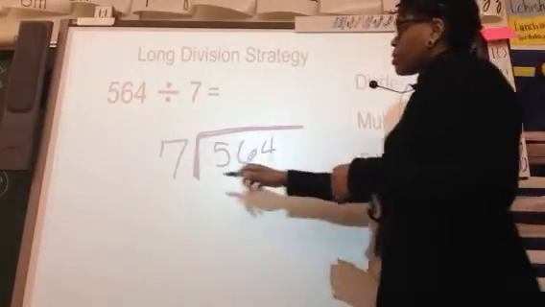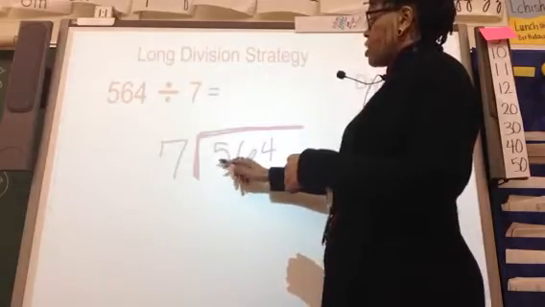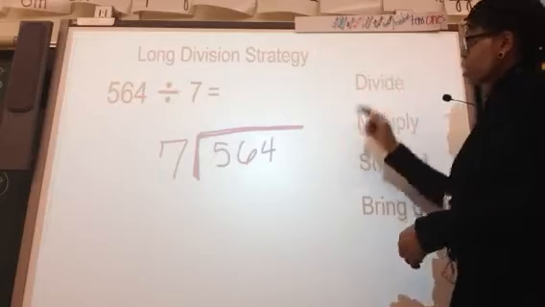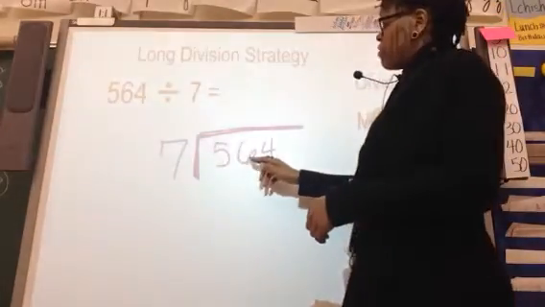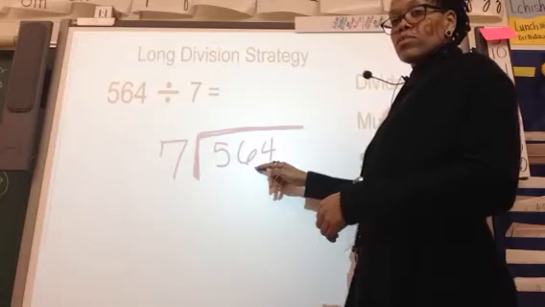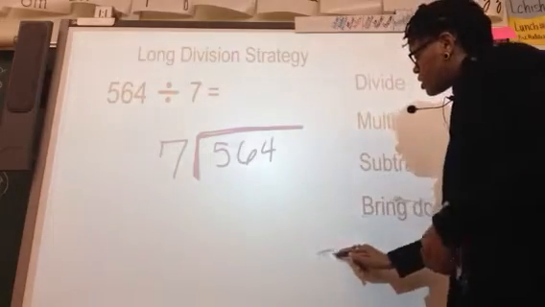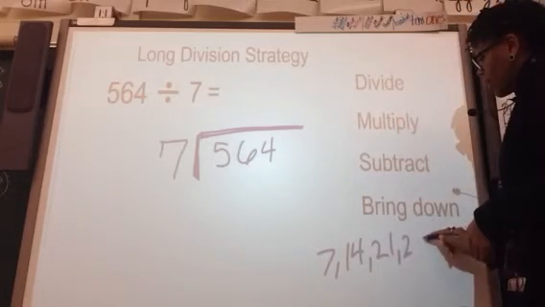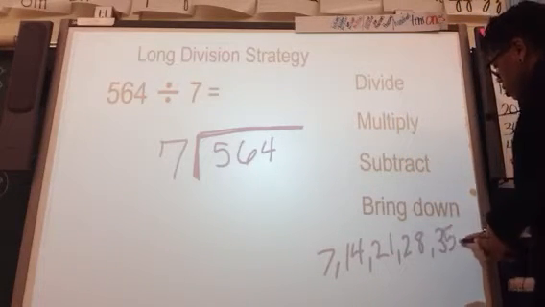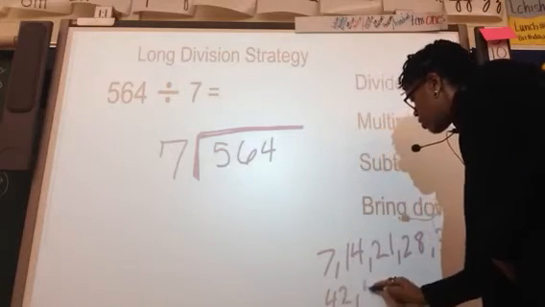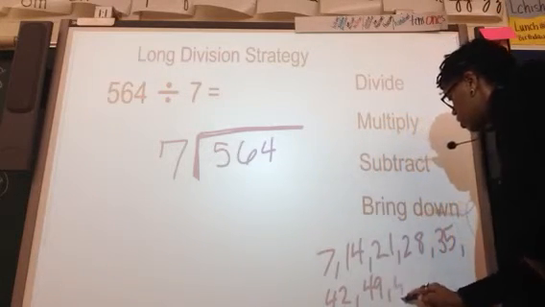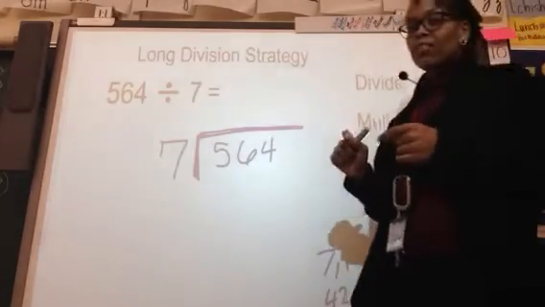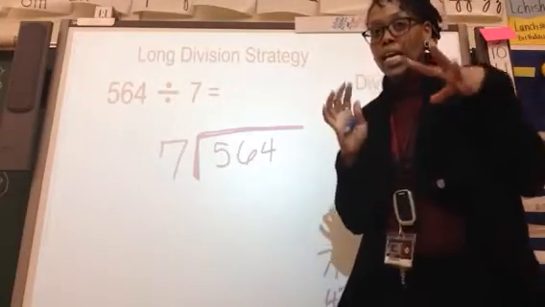So then you ask yourself, how many 7s fit into 5? You can't do that. Your first step is to divide. That fit into is your division. So then you say, how many 7s fit into 56? You open it up to 56. And then you skip count by 7s. 7, 14, 21, 28, 35, 42, 49, 56. And what you're trying to do is skip count by 7s until you reach 56 or get close.